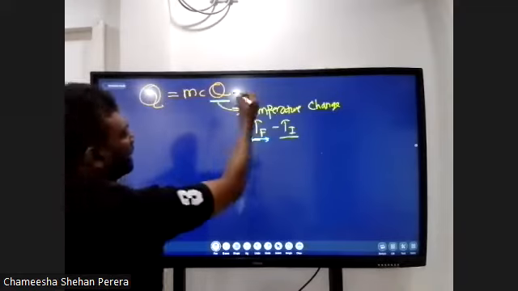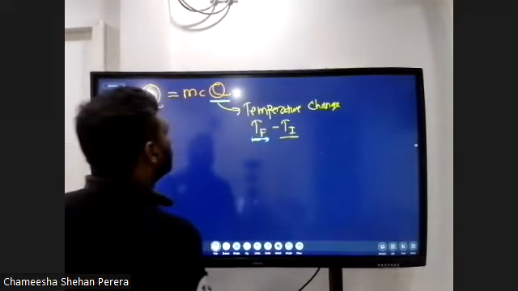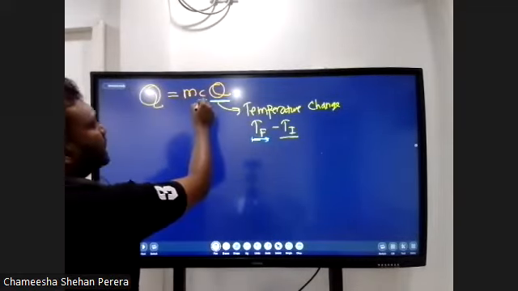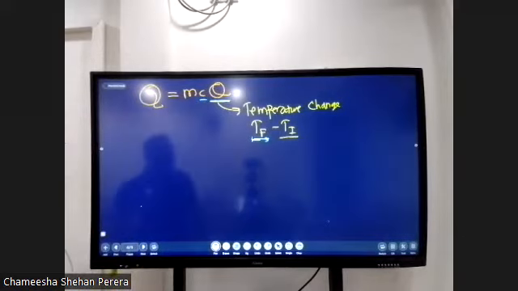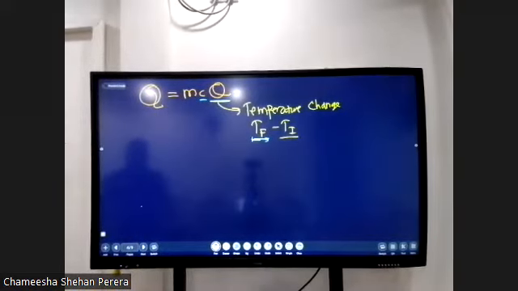We are done finding theta. We know how to find the initial temperature and the final temperature. Next one is C, specific heat capacity.